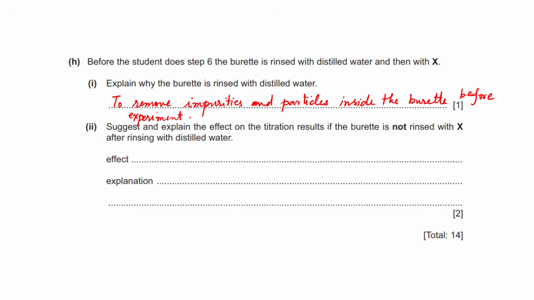So if we do not rinse with X, the last solution that flowed through the burette would be water, and there might be some water that stays or sticks inside the burette. And when we do the titration, that water will mix with our solution, eventually decreasing the concentration of the solution we are using in our burette. And in our case, that solution is X. So if the concentration is decreased, our titration results will not be accurate. So let's write it down.